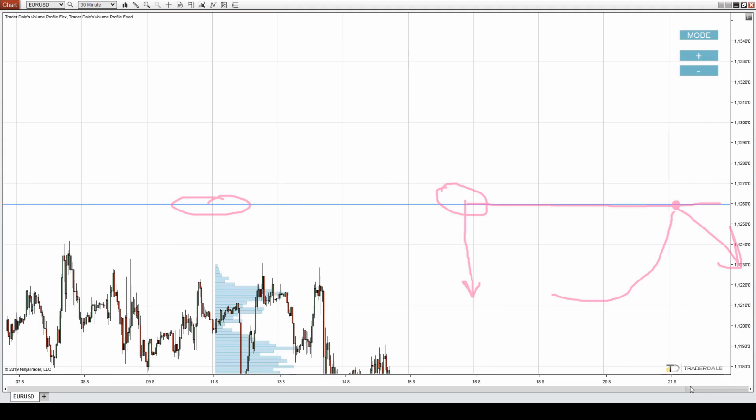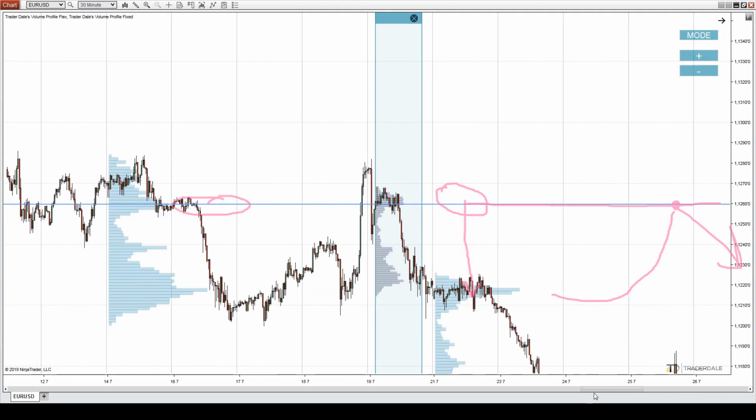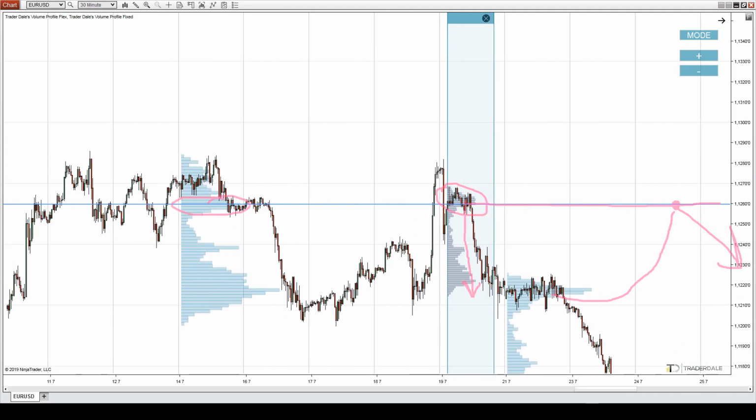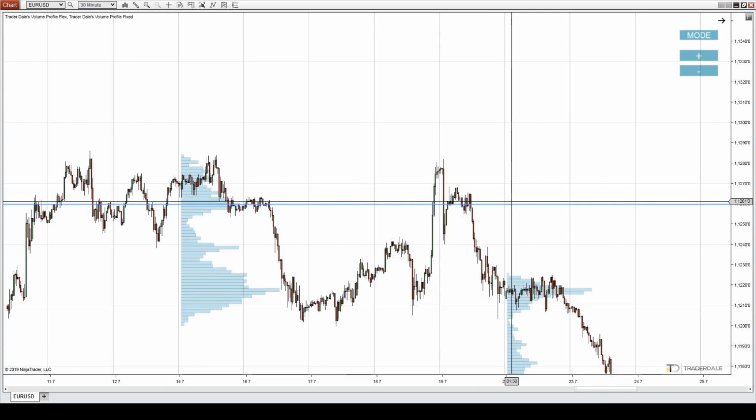As you can see, the price still hasn't touched the level, so maybe in the future we will see how this level will work out. Hopefully it will be another winner.